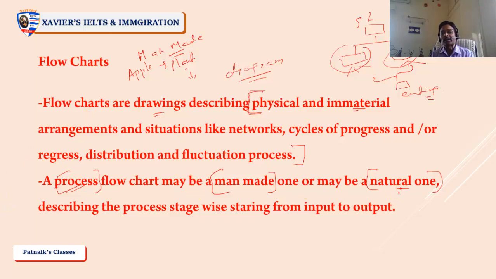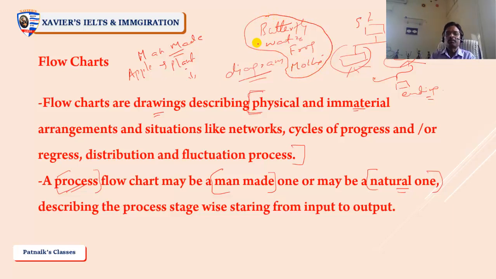Similarly, what kind of things will fall under the natural one? The life cycle of a butterfly, the life cycle of water, the life cycle of a frog, or the life cycle of moths. These types of things are natural, based on natural scenarios. A process which is dependent on nature falls under the natural one. By seeing the process chart diagram, we will easily know which one was created by man and which one by nature. Accordingly we will plan our write-up.